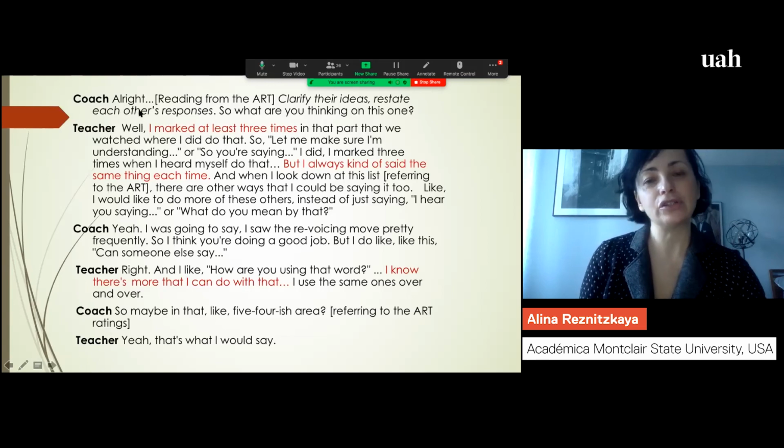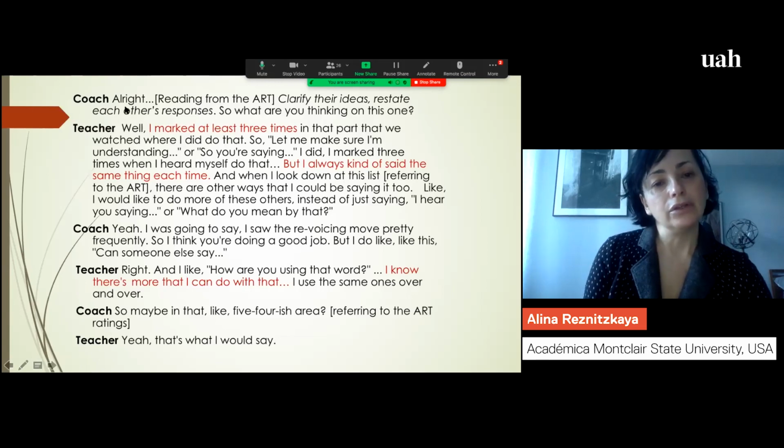So for example, I'm just going to read this. The coach is saying, all right, and he's reading from the argumentation rating tool: clarify their ideas, restate each other's responses. So what are you thinking on this one? He's asking how do you rate yourself? And the teacher says, well, I marked at least 3 times in that part that we watched where I did do that. So let me make sure I'm understanding.